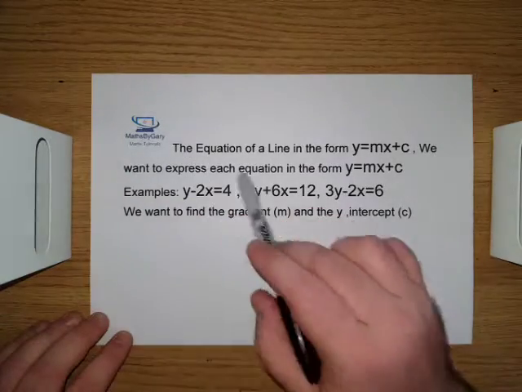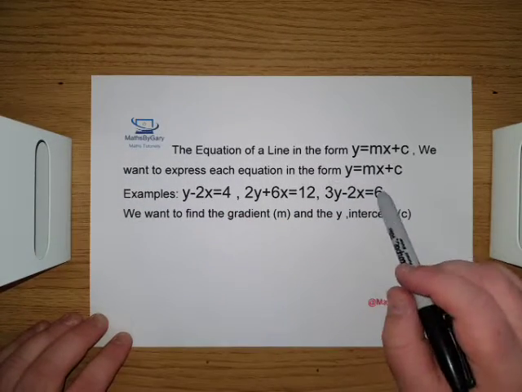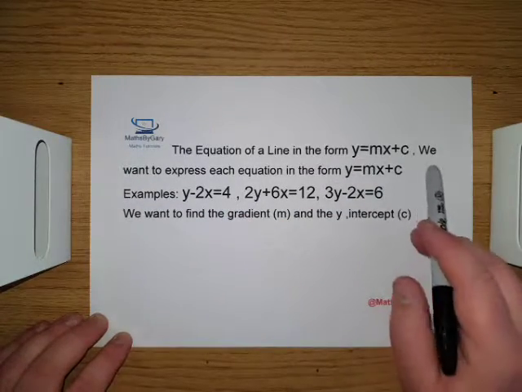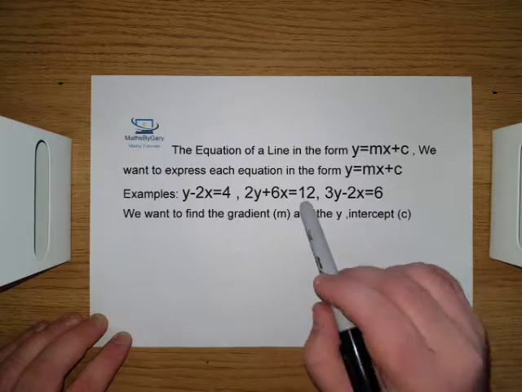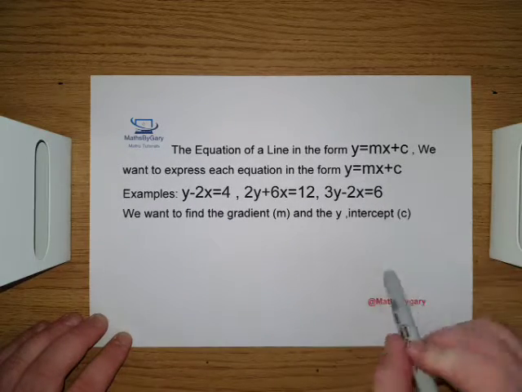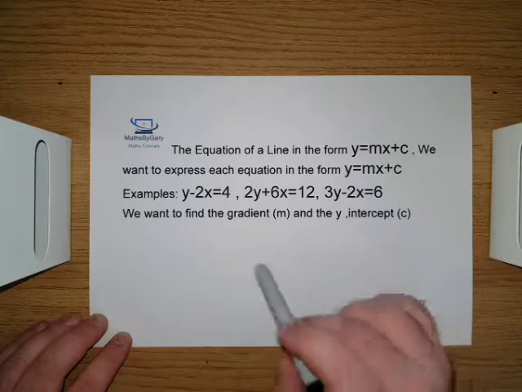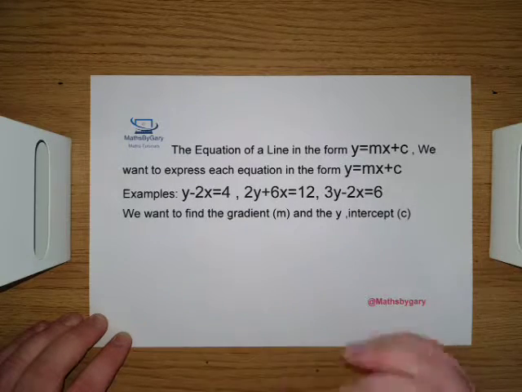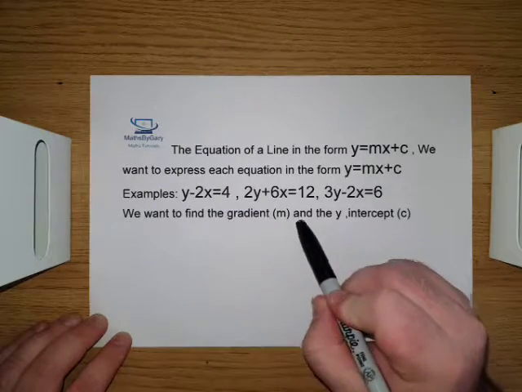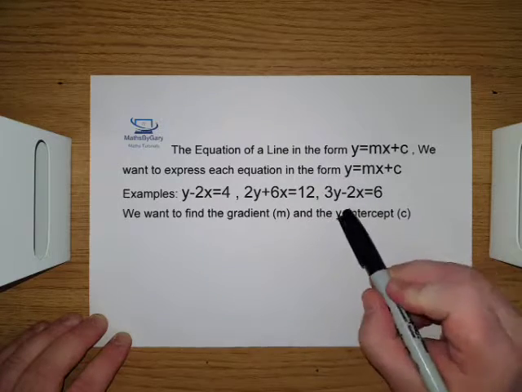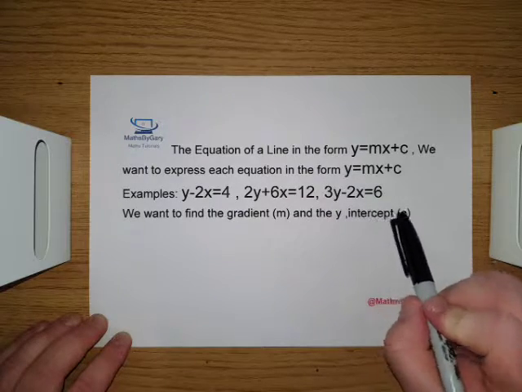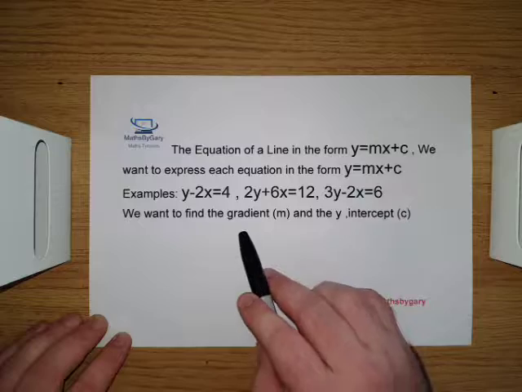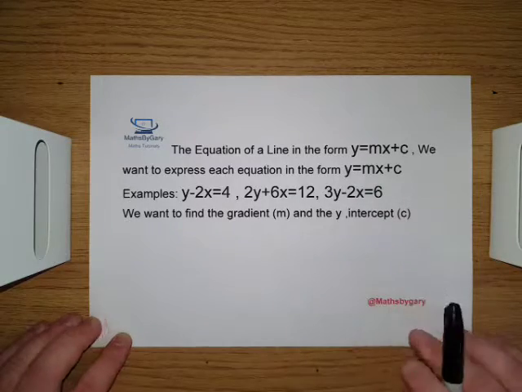So we're going to take a look at the equation of a line in the form y equals mx plus c. We want to express each equation in the form y equals mx plus c. So the three example equations we have are y minus 2x equals 4, 2y plus 6x equals 12, and 3y minus 2x equals 6. So we want to find the gradient m and the y-intercept c.